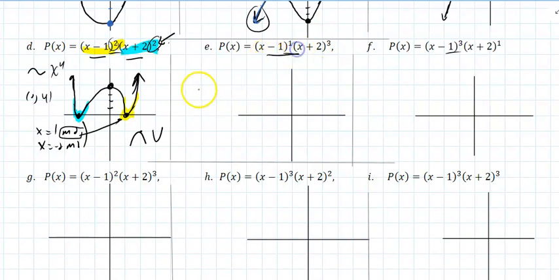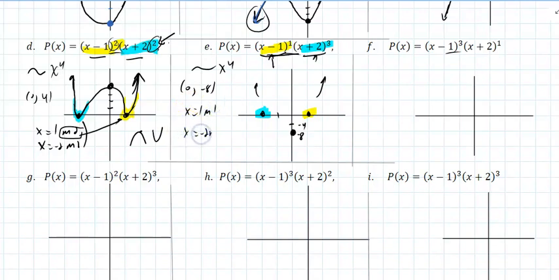How about this problem? Well, I know it's going to cross at 1 and negative 2, no big secret. This is dominated by x times x cubed, which is x to the 4th. It looks like this. If x equals 0, negative 1 times 8 is negative 8. Well, here I have to improvise. I'm going to say that's negative 4 and that's negative 8. Alright, and then what? I have x equals 1 multiplicity 1, x equals negative 2 multiplicity 3.